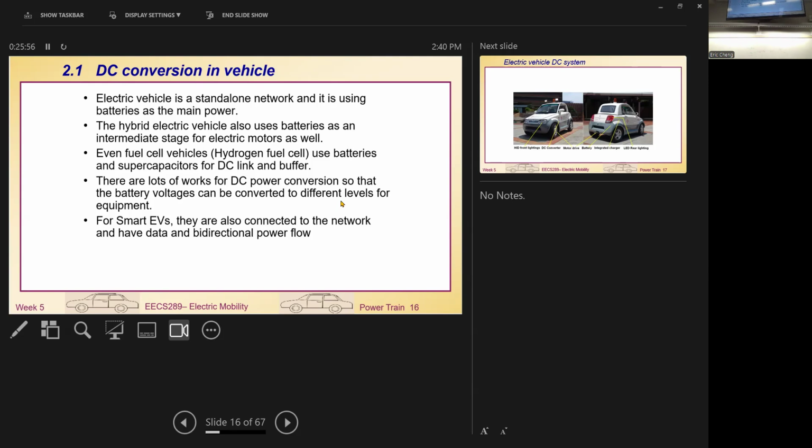Besides the DC bus, we also have the data bus. Some vehicles may combine the DC bus and AC bus together. Some of them may use bidirectional power flow to also provide data. Of course, for today's vehicle, we don't need to do that. We can separate the data bus to do all the communication.